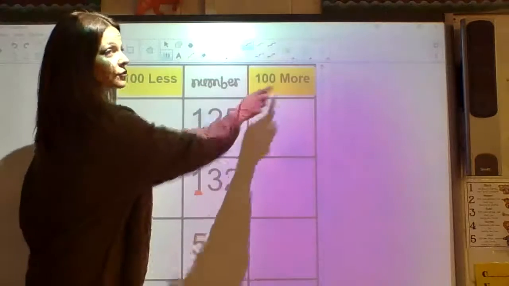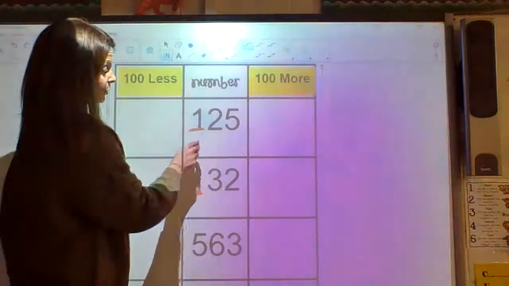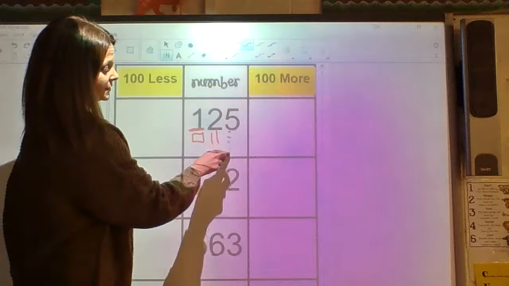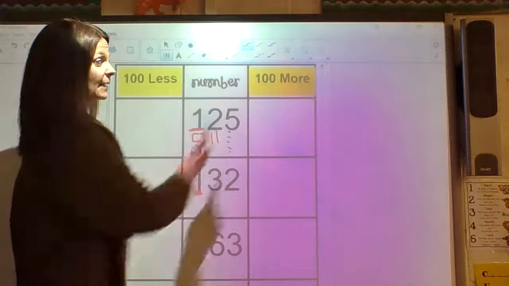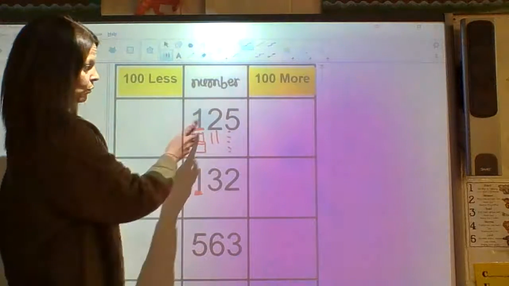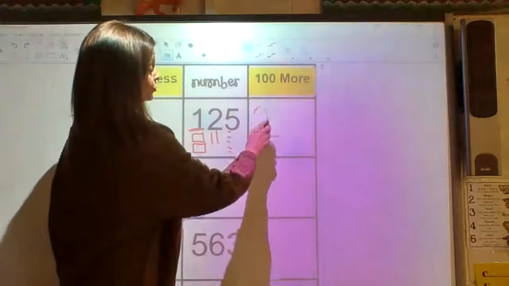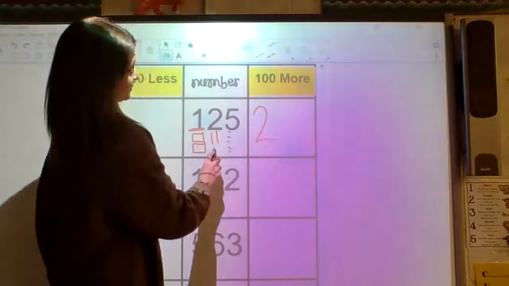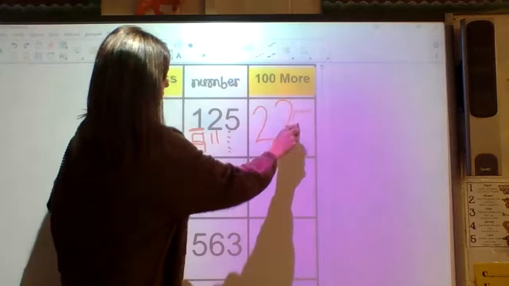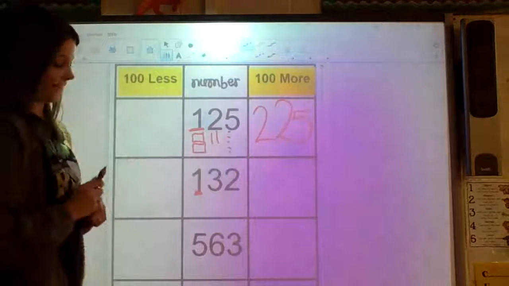Well, if it's 100 more, and I started off with 100, 2 tens, and 5 ones, I'm simply adding on another 100. So 1 plus 1 is 200. I didn't touch my tens, and I didn't touch my ones. So the answer is 225.